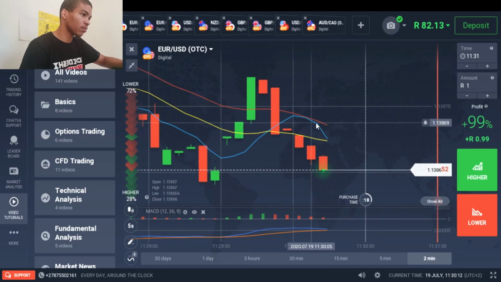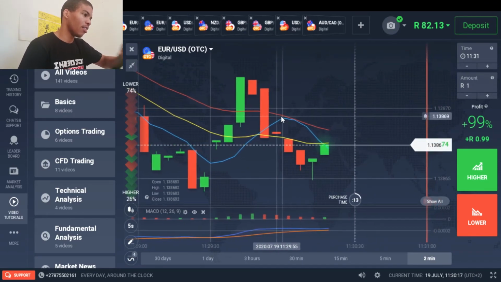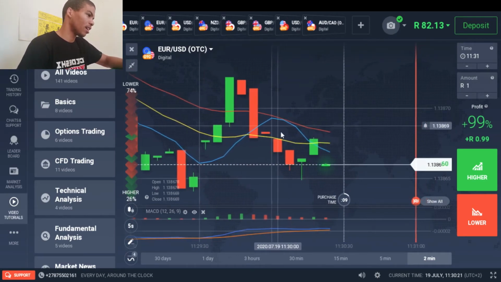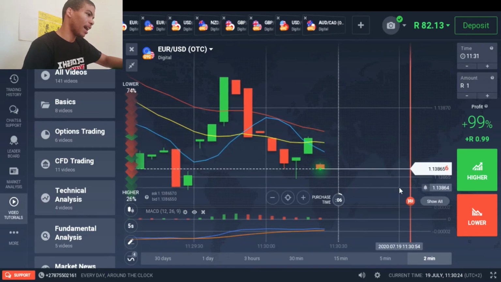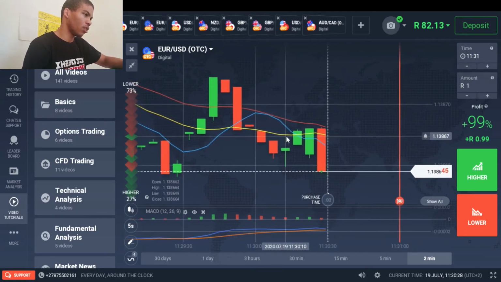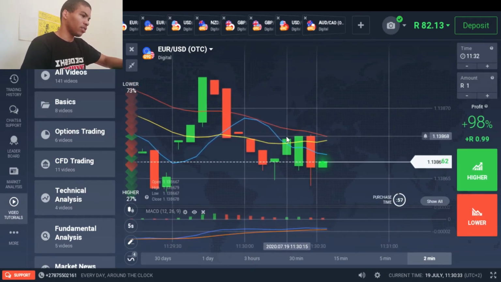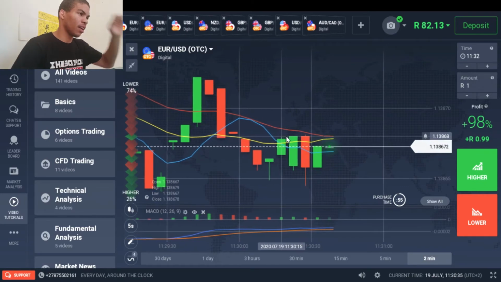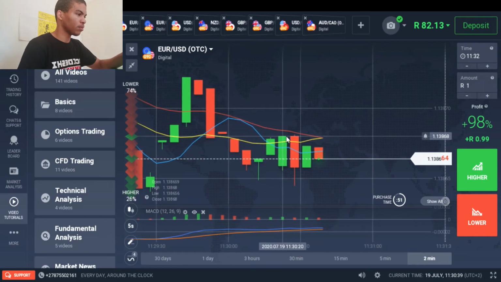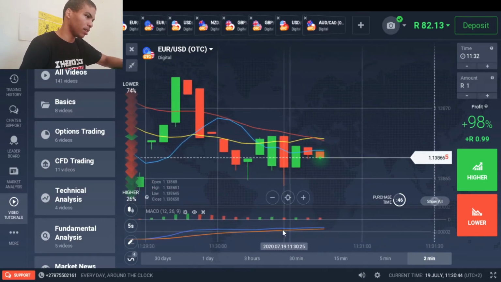But if the red line was moving up with the blue line, then it was a bit easier to just say higher and to bet higher immediately when the blue and the yellow crossed. Okay, so that's where that is key. But now, how do we know that it's going to continue going up or not?